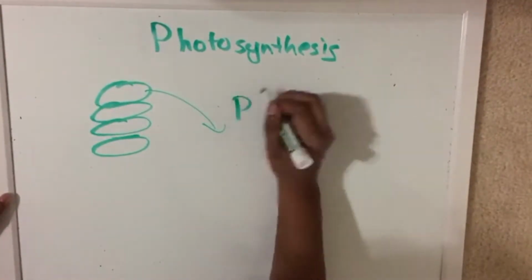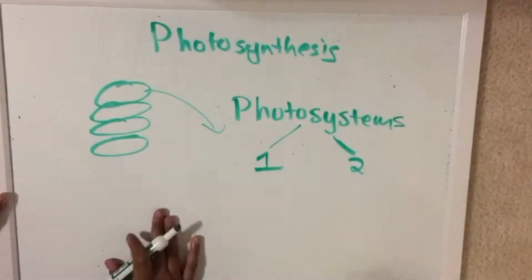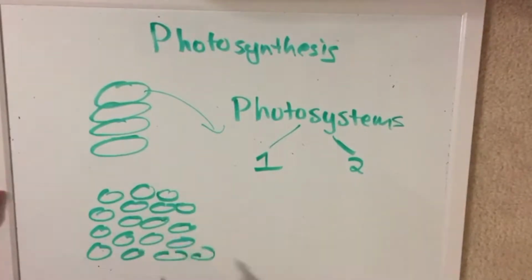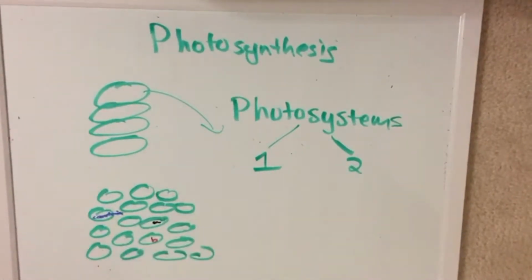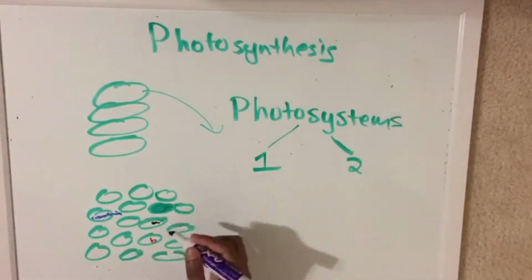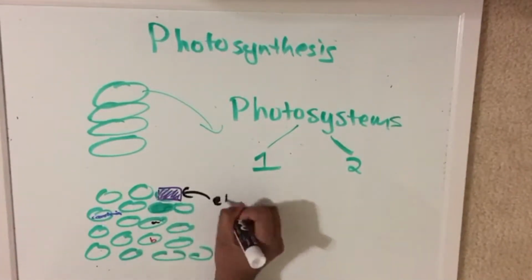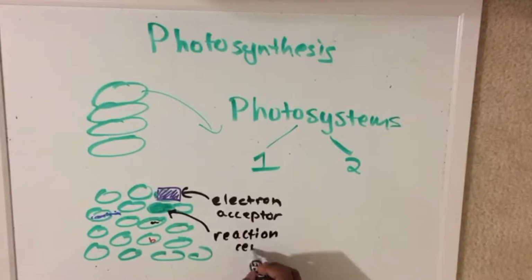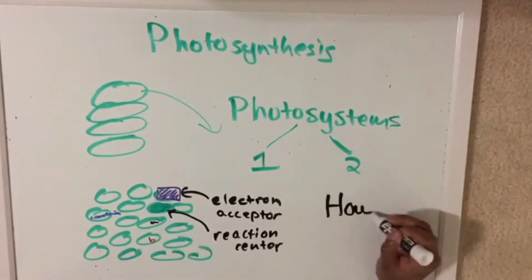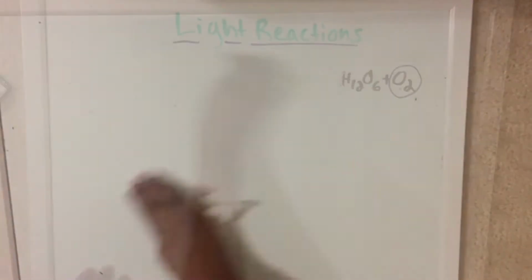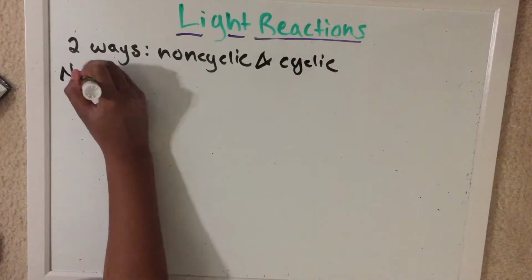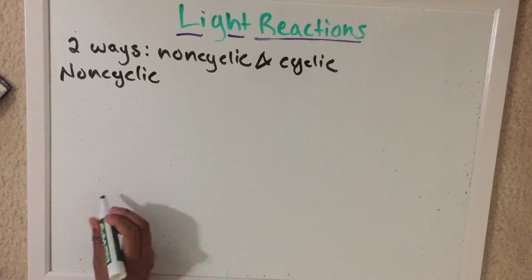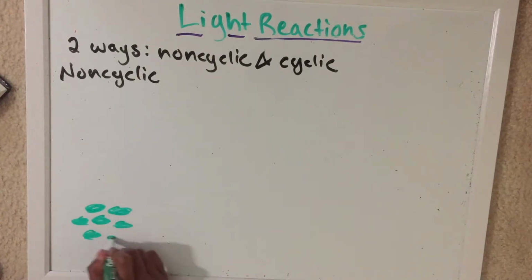Chlorophyll is organized into photosystems. There are photosystem 1 and 2 in a typical chloroplast. It contains different types of pigments such as A, B, and carotenoids. There's also a reaction center and a primary electron acceptor. But how do all these components play out? Light reactions occur in two ways, non-cyclic and cyclic. Non-cyclic involves both photosystems 1 and 2.